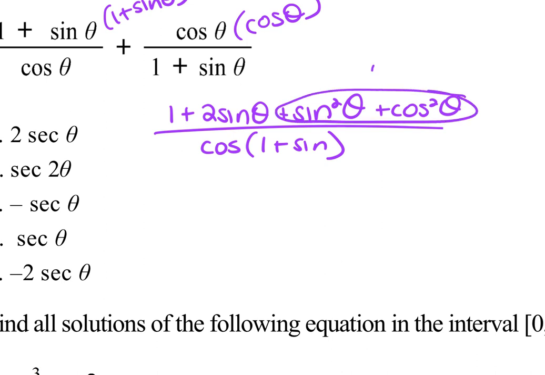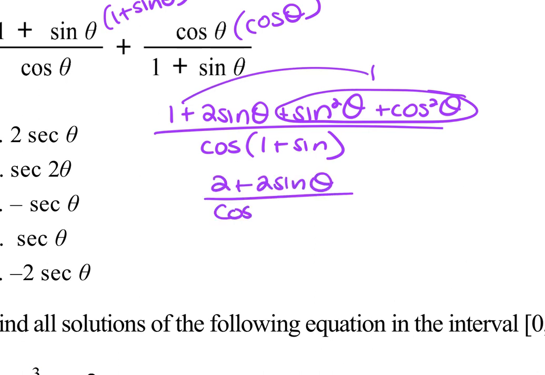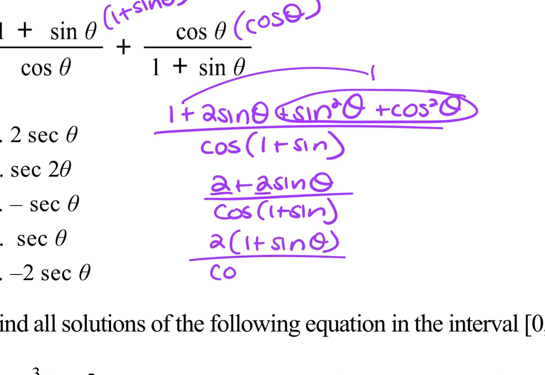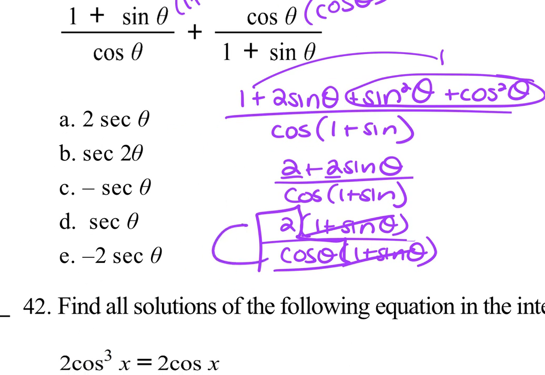This is 1. 1 plus 1 is 2. And then you can take out the 2. And this is cosine times 1 plus sine. And then your 1 plus sines cancel. 2 over cosine is the same thing as 2 times secant. You're welcome.